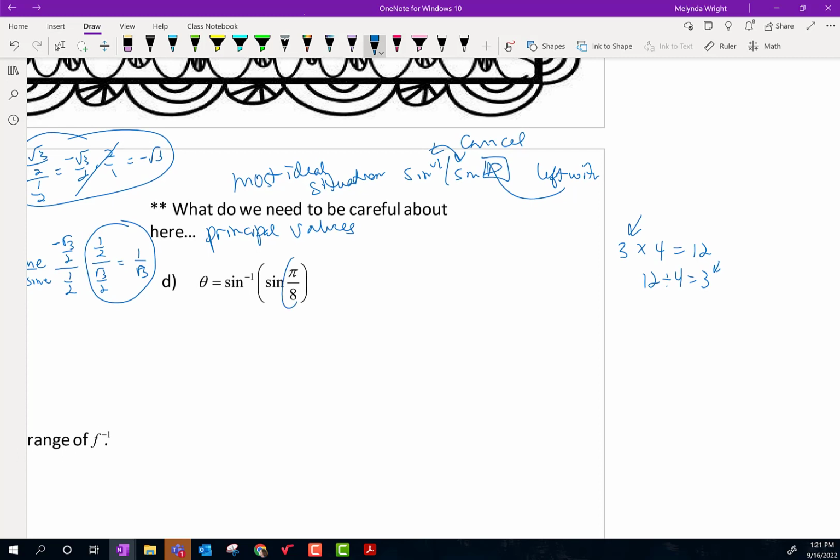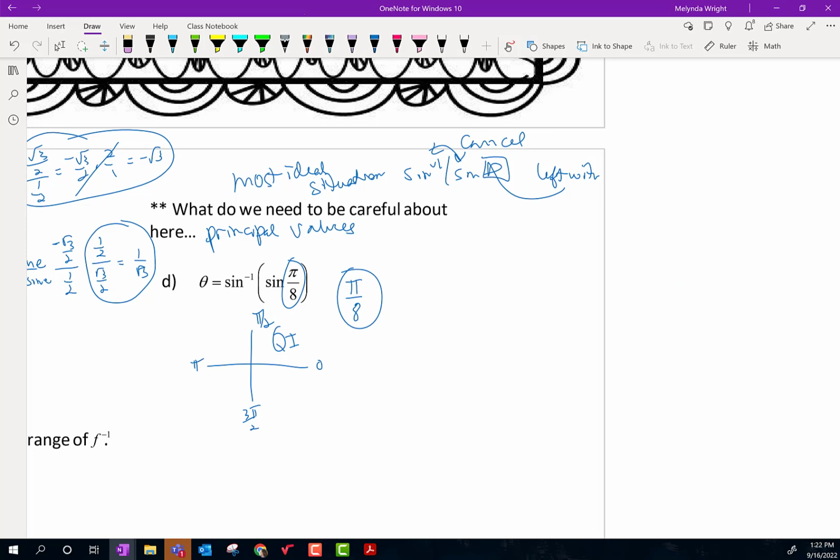So this angle is in which quadrant? I've got 0, pi over 2, pi, 3 pi over 2. Those are my quadrants. It's in the first quadrant. This angle measure is in quadrant 1. Is arc sine allowed to be in quadrant 1? Yes. So this is the perfect situation. It's allowed to be there. So they're going to cancel each other out, and our answer is going to be pi over 8. Pi over 8 is in the first quadrant. Arc sine is allowed to be there. We're great. Now I'm going to show you a not ideal situation.